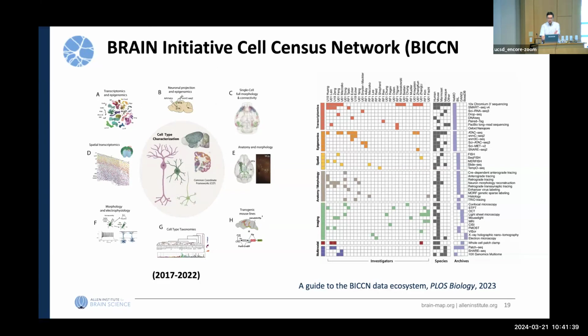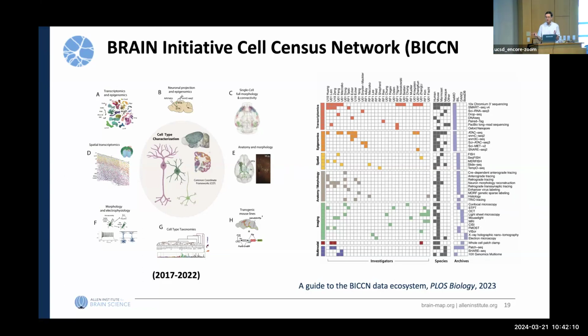And this was done initially in the first round, this so-called Brain Initiative Cell Census Network, mostly in the mouse. The idea was to really come up with the grand solution in the mouse. And we also did prototypes in human data too. Okay. Now we're into the more human and non-human primate phase, and this BICCN is officially wrapped up. Right. You have to declare victory at some point, even though you haven't really solved the problem.